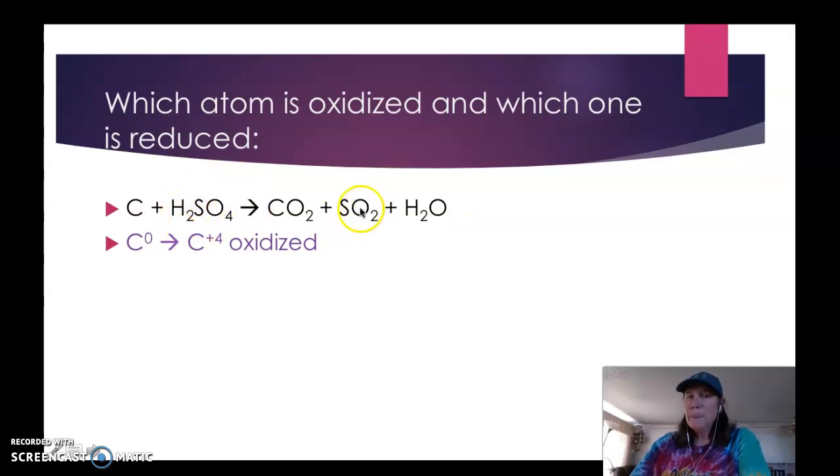Over here, oxygen's -2 and there's 2 of them, -4, so sulfur's +4 here. So here it's +6, here it's +4. Okay, it became less positive, so it's reduced.